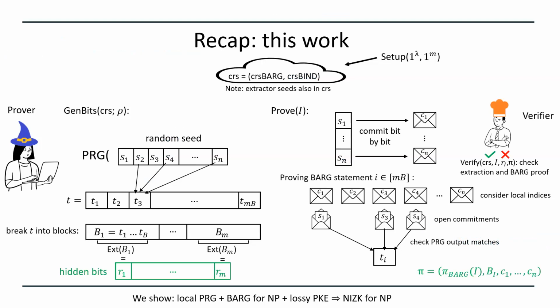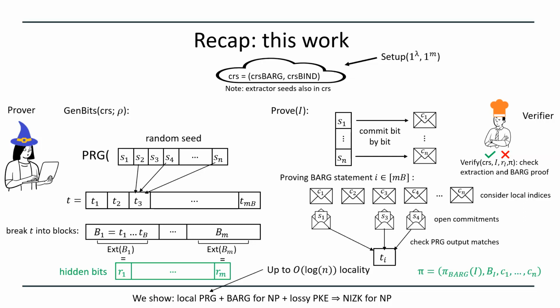So just to recap, we show that a local PRG plus lossy PKE plus a BARG for NP implies a NIZC for NP, where the locality we can tolerate is up to order log n, where n is the seed length, which is a little bit weaker than the usual notion of constant locality.